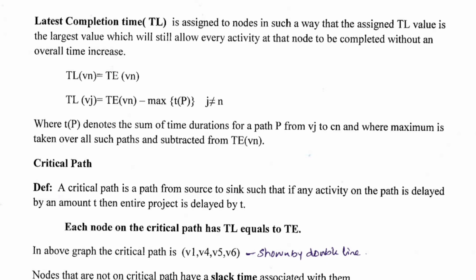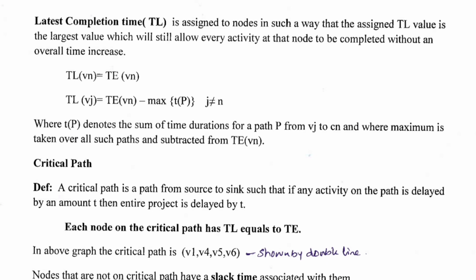These two values are the same for the destination or sink node. For all the remaining vertices, TL of Vj is equal to T of the sink node minus the max of TP, where j is not equal to n, where TP denotes the sum of time durations for a path P from Vj to Vn, and the maximum is taken over all such paths, subtracted from T of Vn.